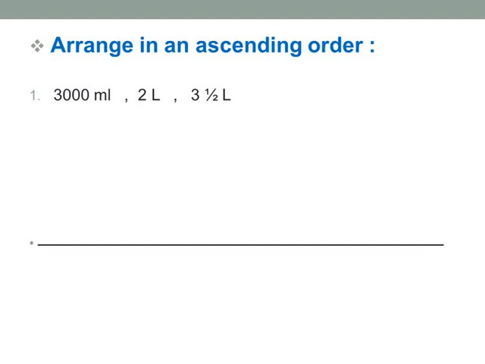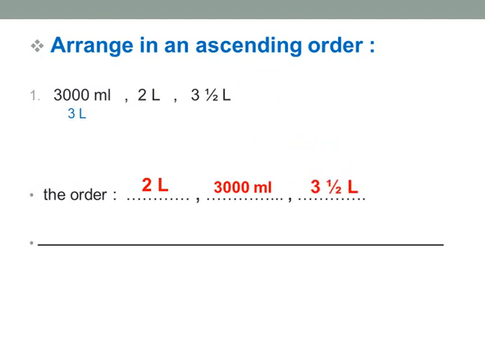3000 milliliters equal, yes, 3 liters. Here we have all the numbers with the same unit liters. The first is 3 liters and 2 liters and 3.5 liters. Now we are going to order them from the smallest to the greatest. Okay, which is the smallest number? 3, 2, or 3.5? It's 2 liters, so we will put 2 in the first space. Then we have 3 liters and 3.5 liters. Which is the smallest? 3 liters, so we put 3 liters, which is 3000 milliliters. Okay, and the last one is 3.5 liters.